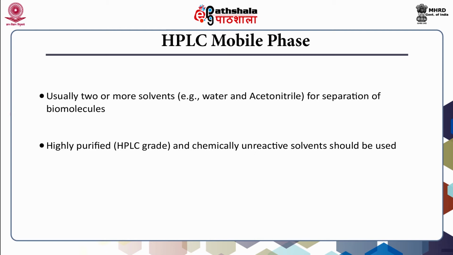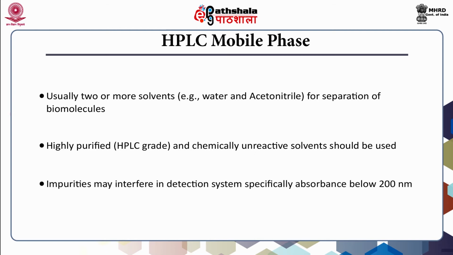So, if these solvents are not pure, the impurities may interfere in the detection system, especially at a wavelength of less than 200 nanometers. Basically, we need to use HPLC grade chemicals while doing HPLC. That means HPLC requires highly purified HPLC grade chemicals as mobile phase.